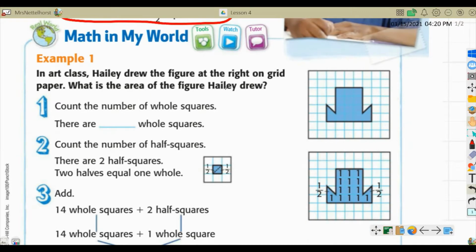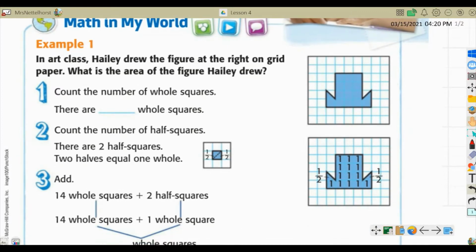Example number 1. In art class, Haley drew the figure at the right on grid paper. What is the area of the figure Haley drew? So first we'll count the number of whole squares because that's the easiest to do. Now there are faint blue lines in here. It may be hard to see on the screen. So what I'm going to do is fill them in for you right there because I can barely see them. Okay, so there we go. So there's the lines that you really can't see.